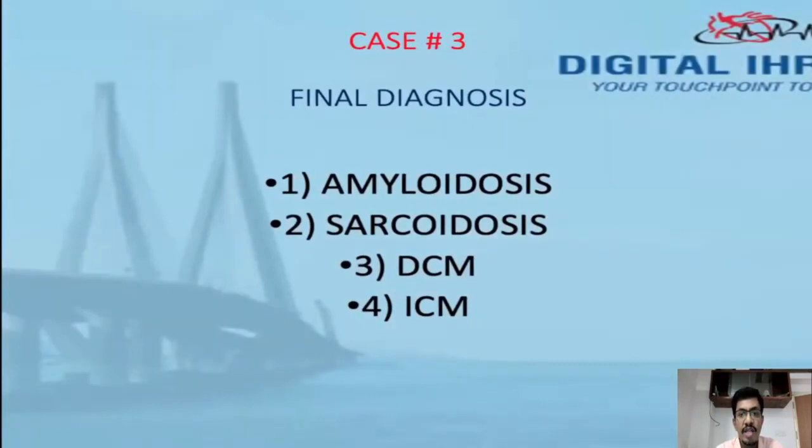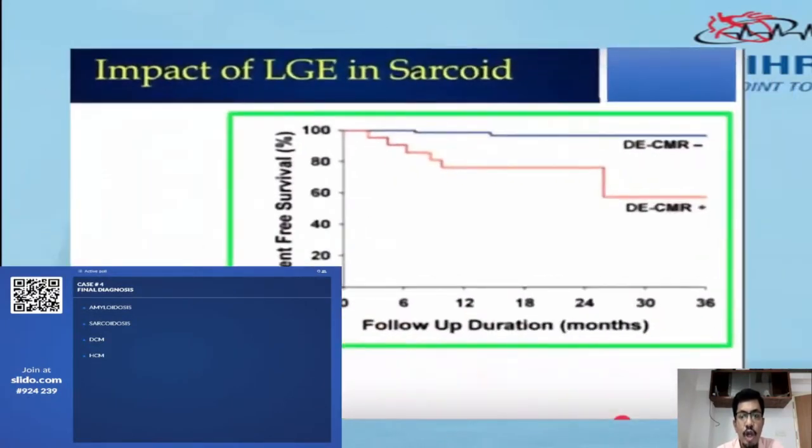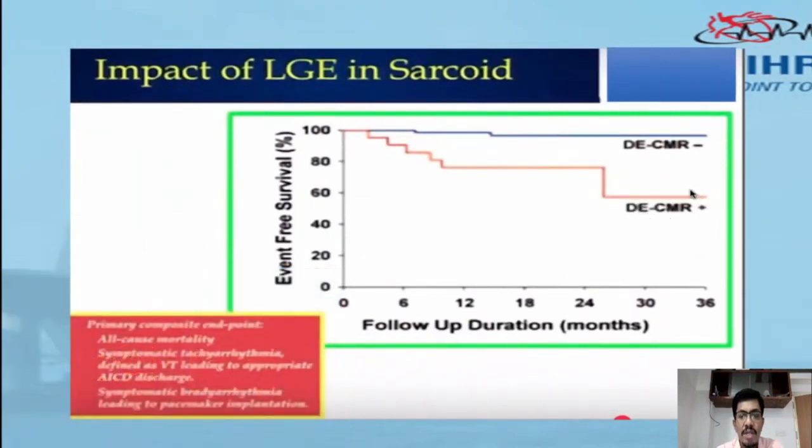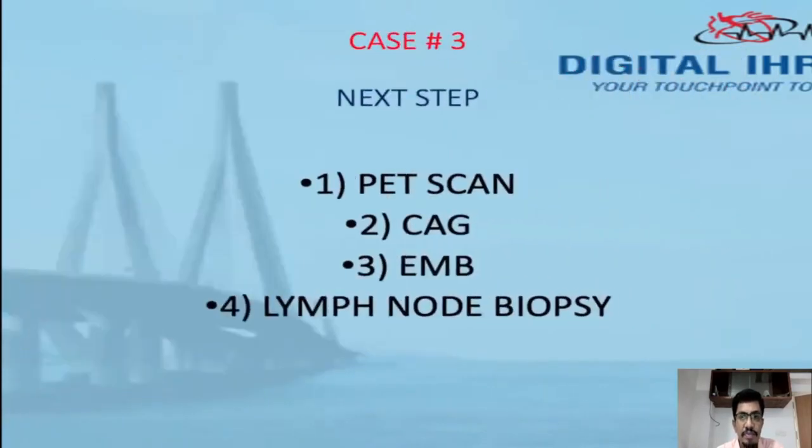So the final diagnosis was a patient with inflammatory cardiomyopathy, most probably sarcoid. And we also know that apart from the diagnosis, the very presence of delayed enhancement in a patient with sarcoid puts them at a very poor prognosis in terms of events.